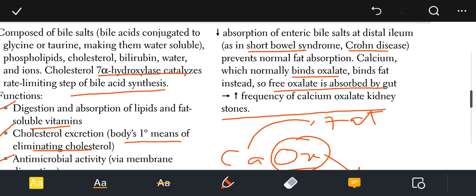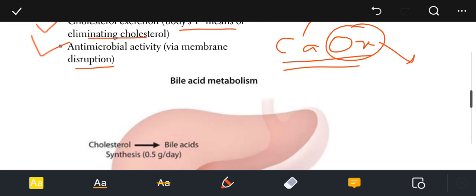Decreased absorption of the enteric bile salt in the distal ileum, as in short bowel syndrome and Crohn's disease, prevents the normal fat absorption. Calcium, which normally binds the oxalate, binds the fat instead. So free oxalate is absorbed by the gut. At increased frequency, calcium oxalate kidney stone formation will occur.